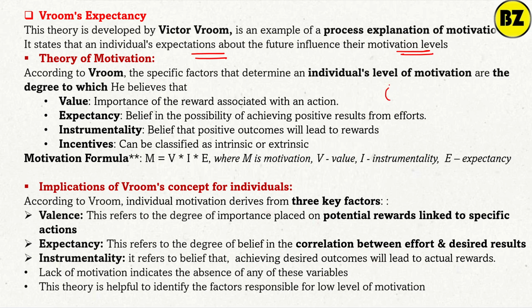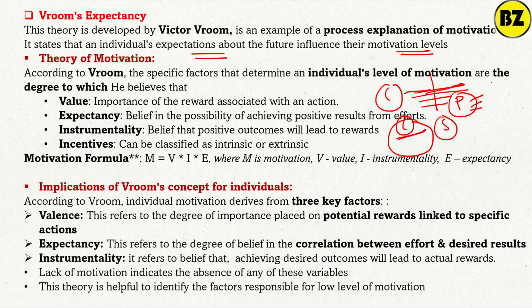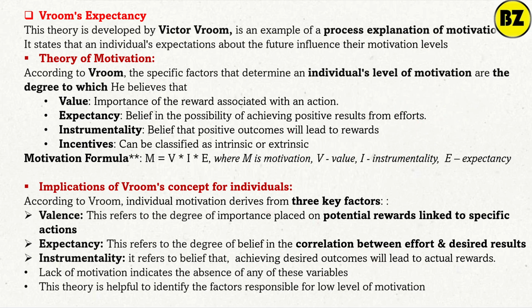Suppose I am clerical staff, and my future planning is to put my children into a good school, so that I need more money. I will get motivated automatically to take a promotion and become an officer. That is a simple thing, right? So the future influences the motivational level; that is called Vroom's expectancy theory.